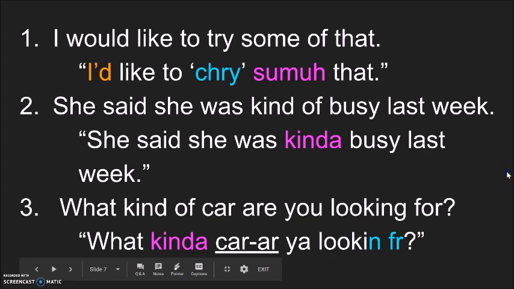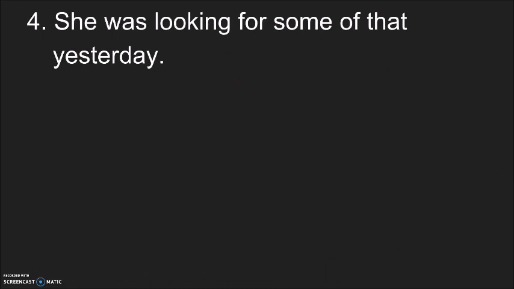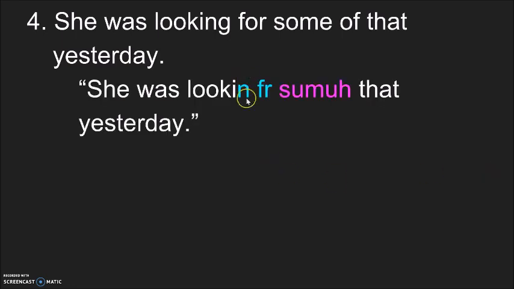All right, moving on. Number four, she was looking for some of that yesterday. Again, my looking, looking. She was looking for some of that yesterday. Some of connecting to become summer, summer. She was looking for some of that.